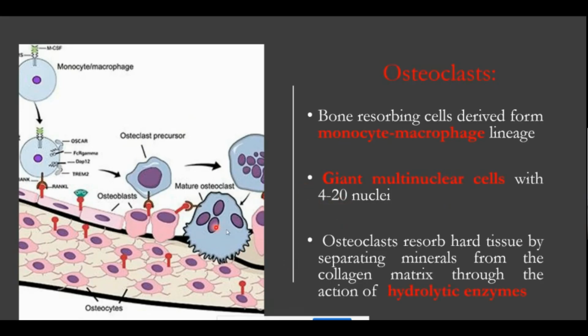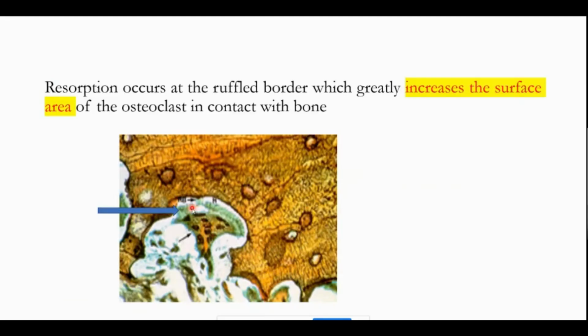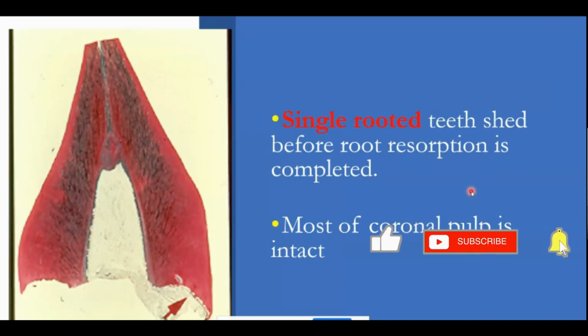So what these osteoclasts do is they remove the inorganic content of the hard structure they're associated with, as well as the collagen matrix. Okay, it's not just the mineral component, also the protein matrix is removed by using hydrolytic enzymes. So it's these ruffled borders or villi which actually increase the surface area of the osteoclast and cause more resorption. So there are some differences again when it comes to the resorption.